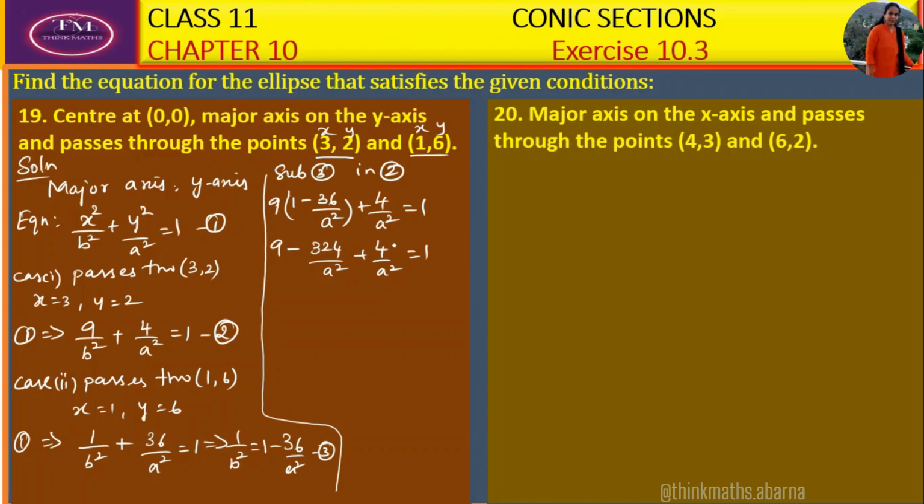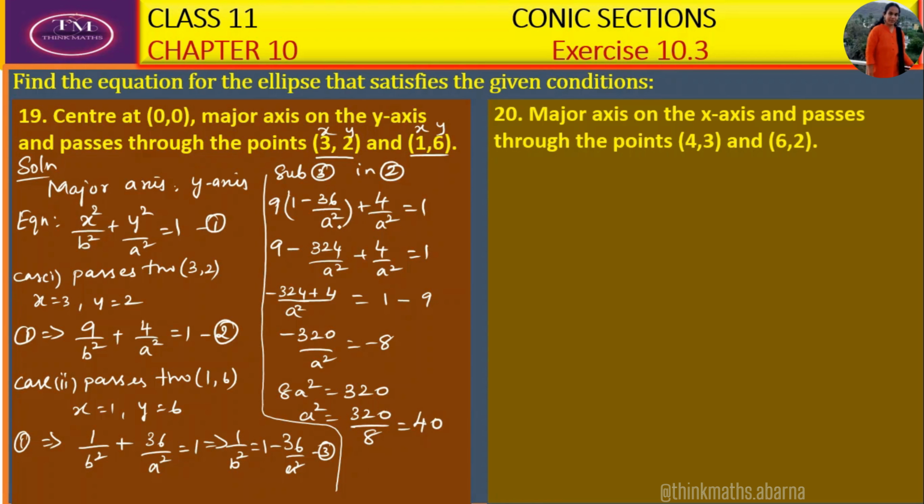Okay. Now club the a square term. So taking a square, it is minus 324 plus 4 equal to 1. Taking this 9 to other side, it will become minus 9. So minus 324 plus 4 is minus 320 divided by a square equal to minus 8. Both the sides negative gets cancelled and cross multiplying, a square into 8 is 8a square equal to 320. So a square will be 320 by 8, which is equal to 40. Okay. So a square equal to 40.